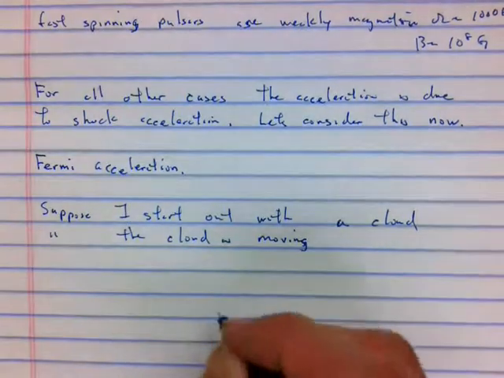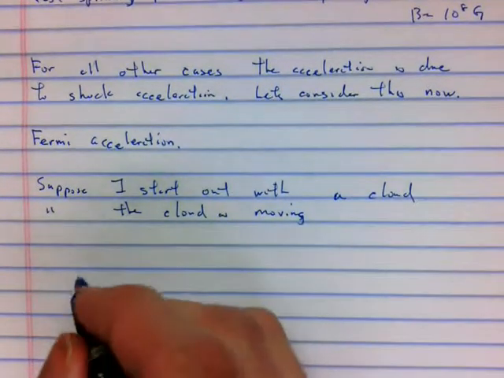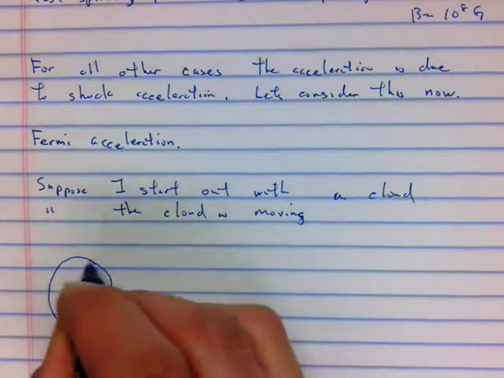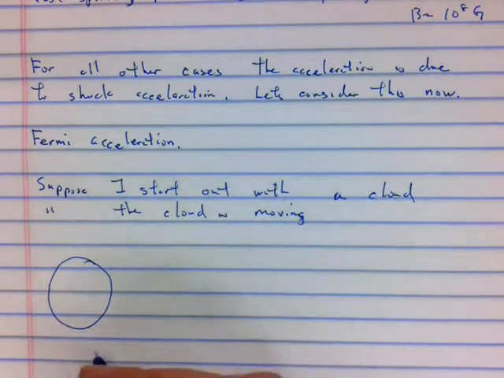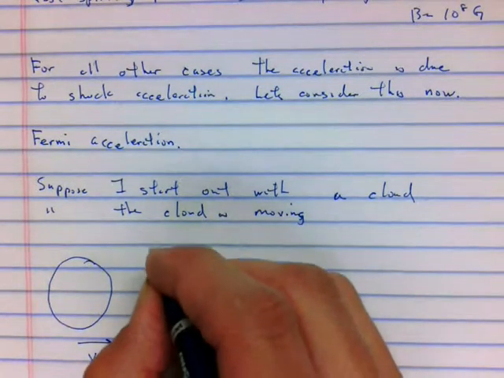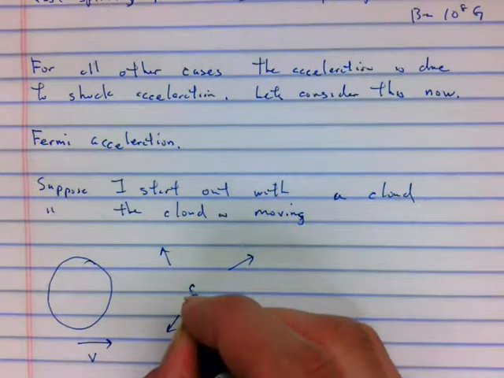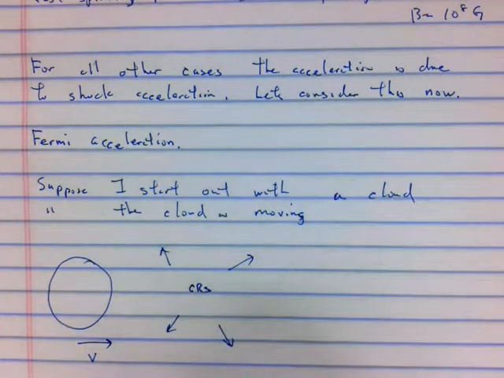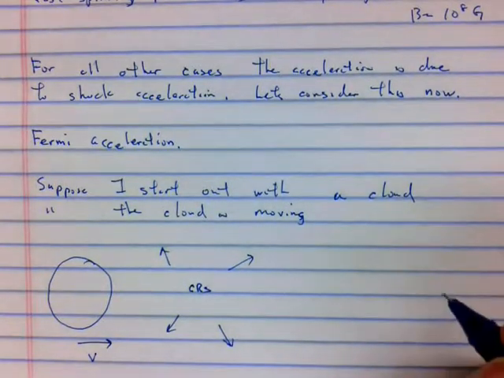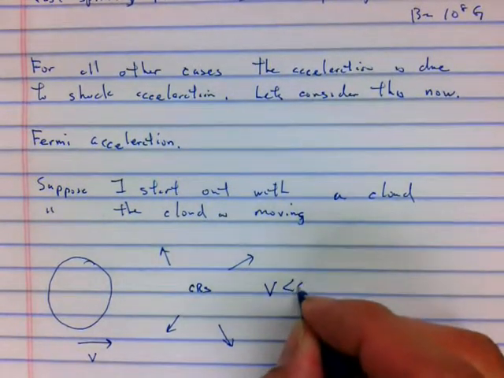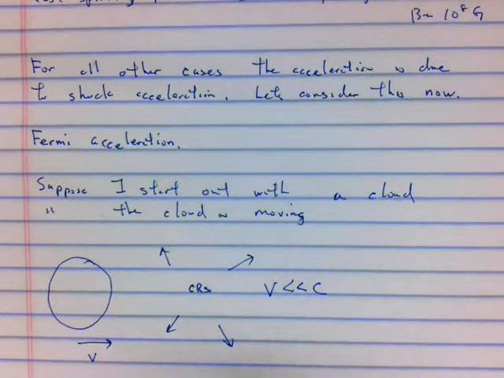So let's draw a very simple physicist picture of it. All clouds in physics land are round, and they move with some velocity v with respect to some background, and in this background there's basically a bunch of cosmic rays. Now we're going to suppose that v is much less than c, and so we can use Newtonian-ish approximations. It's not exactly the same, but it's Newtonian-ish.